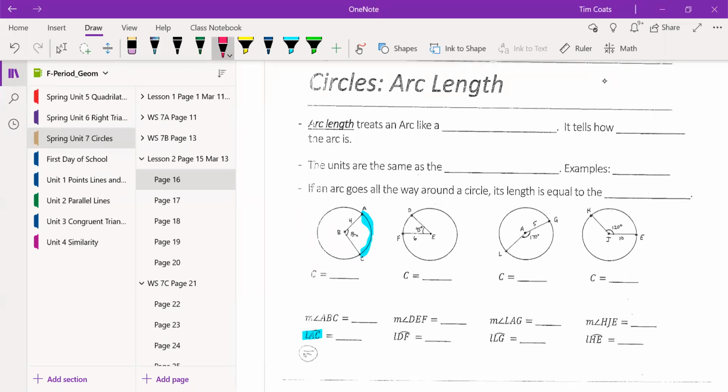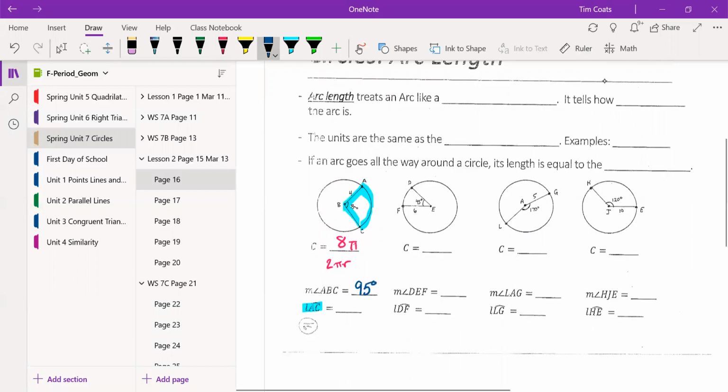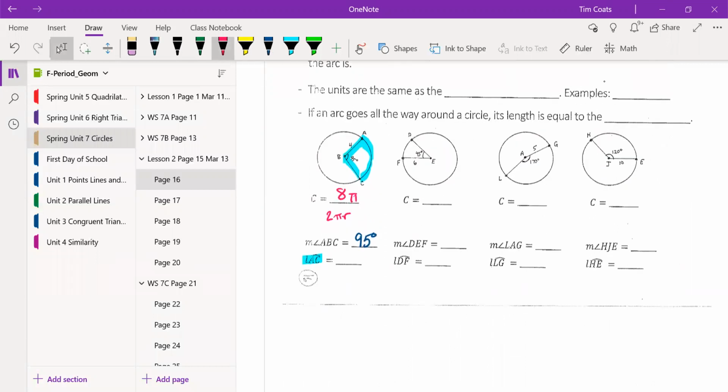Okay. And so all you need to do is find what the circumference is, which remember is 2 pi r. So in this case, it would be 8 pi, right? Because r was 4. And then find the measure. The central angle and the measure are the same thing. So 95 degrees.